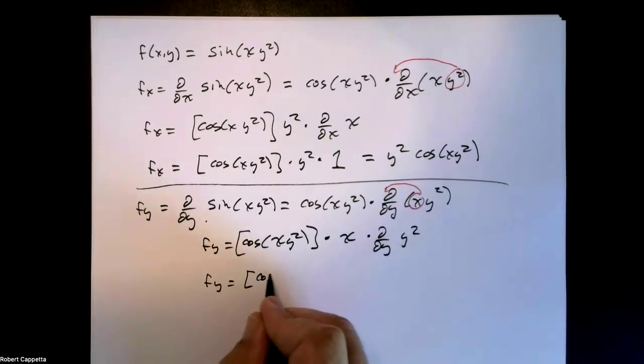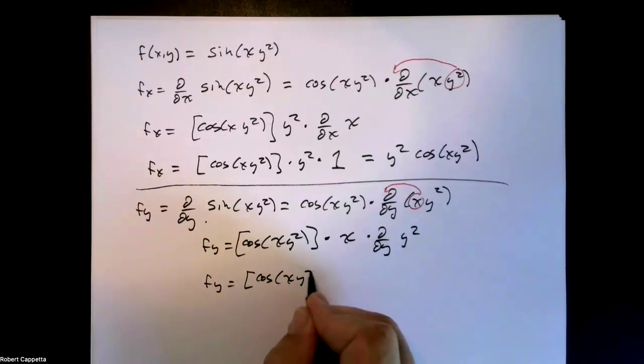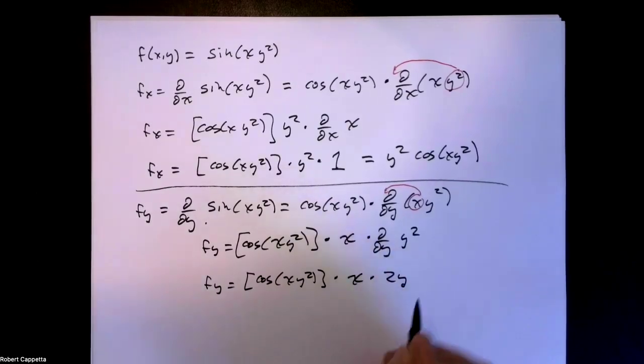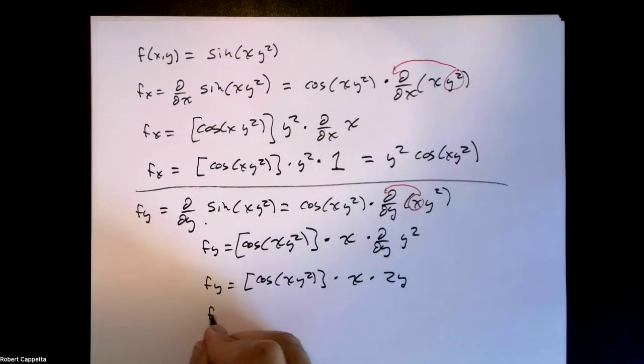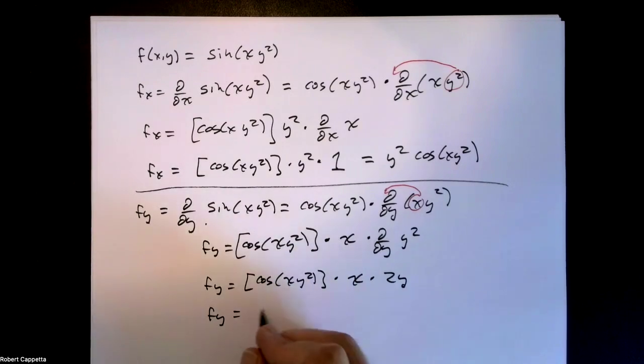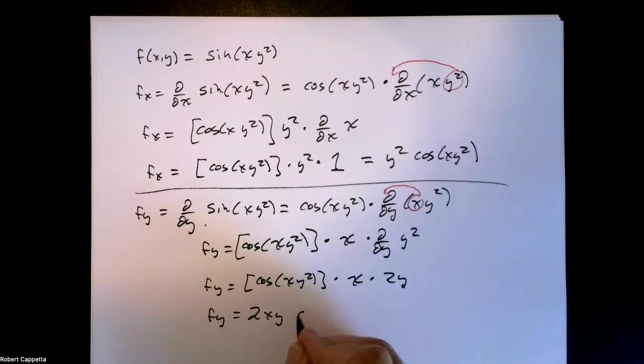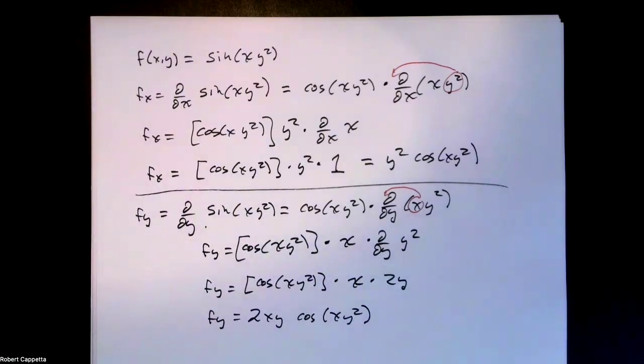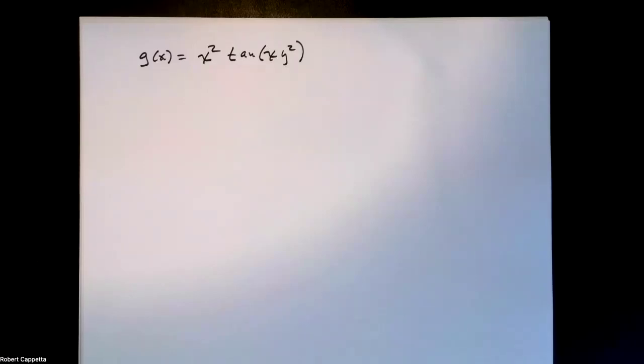f sub y is cosine xy squared times x times 2y. And how normally would we write that? f sub y is 2xy times the cosine of xy squared. And let's finish with one more problem. We highlighted the chain rule in the last problem. So let's highlight the product rule here.